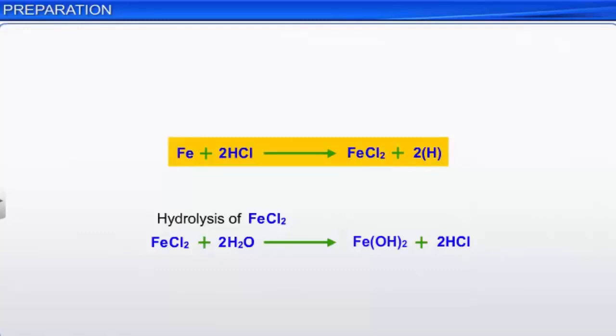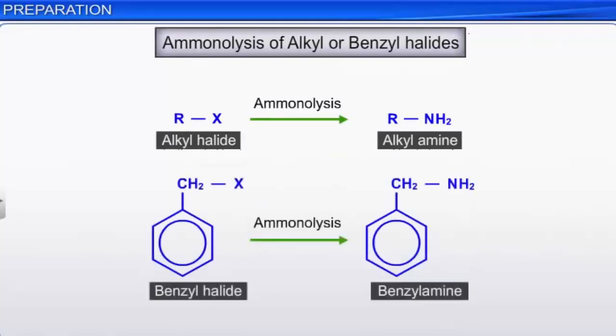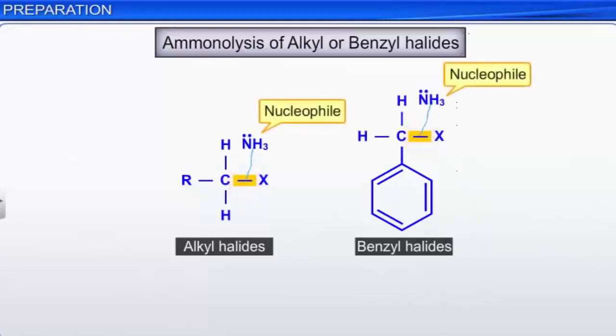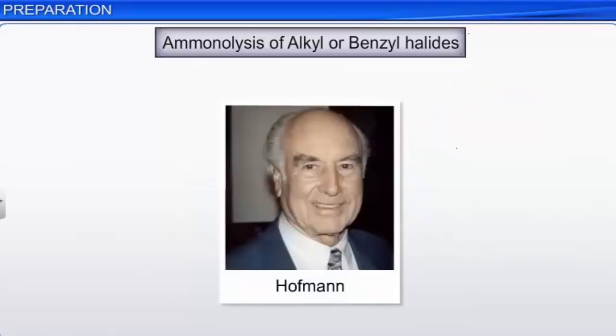Amines can also be prepared by the ammonolysis of alkyl or benzyl halides. In this method, the carbon-halogen bond in alkyl or benzyl halides is cleaved by the nucleophile ammonia. This process of cleavage of a carbon-halogen bond by ammonia is called ammonolysis. It is also referred to as Hofmann's ammonolysis reaction in honor of the scientist who worked on it.